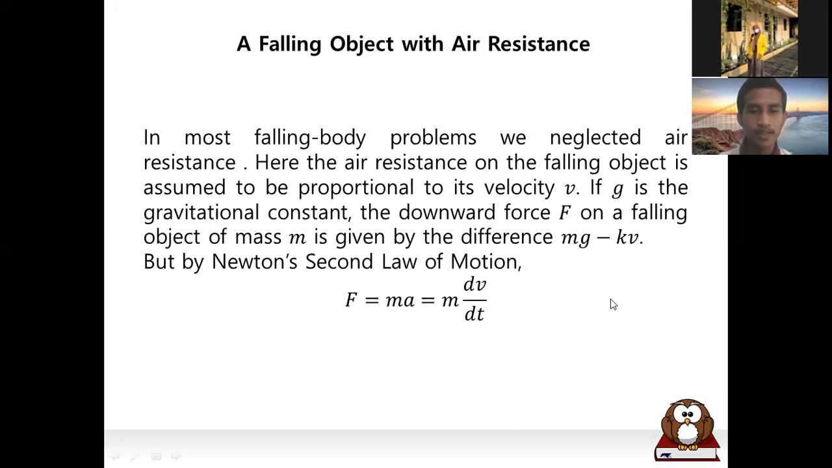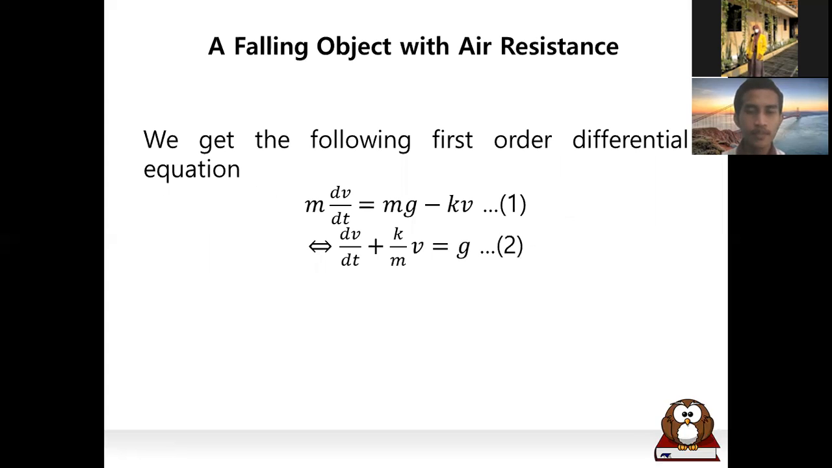By Newton's second law of motion, we get F equal to m times a, which is m times the derivative of v with respect to t. Next, we get the following first-order differential equation: m times the derivative of v with respect to t equal to mg minus kv. This is equivalent to the derivative of v with respect to t plus k over m times v equal to g.